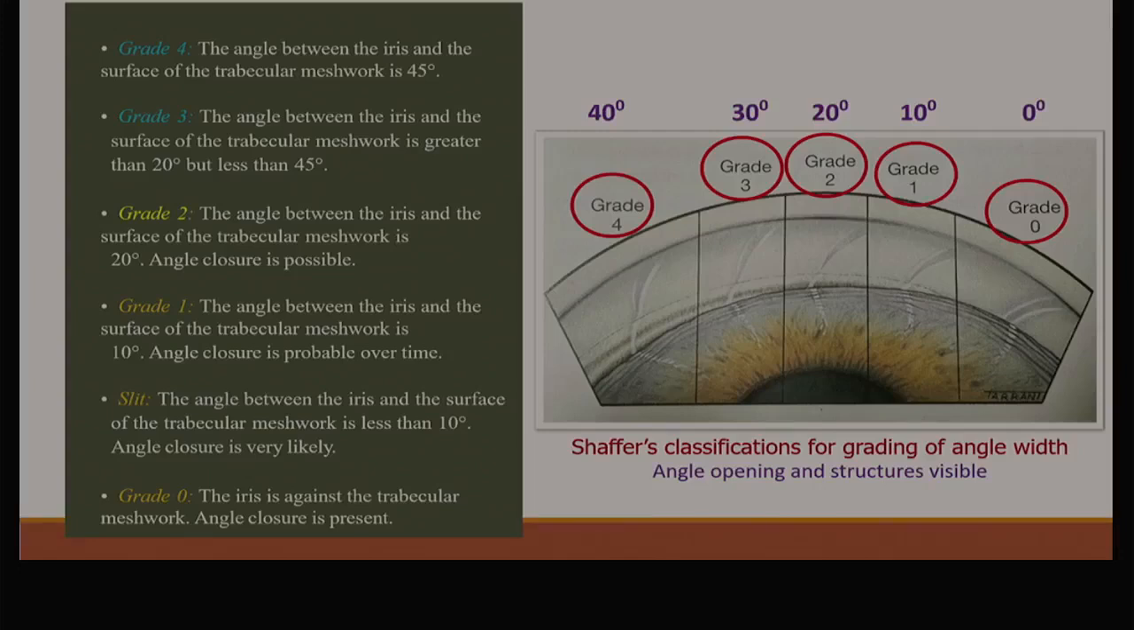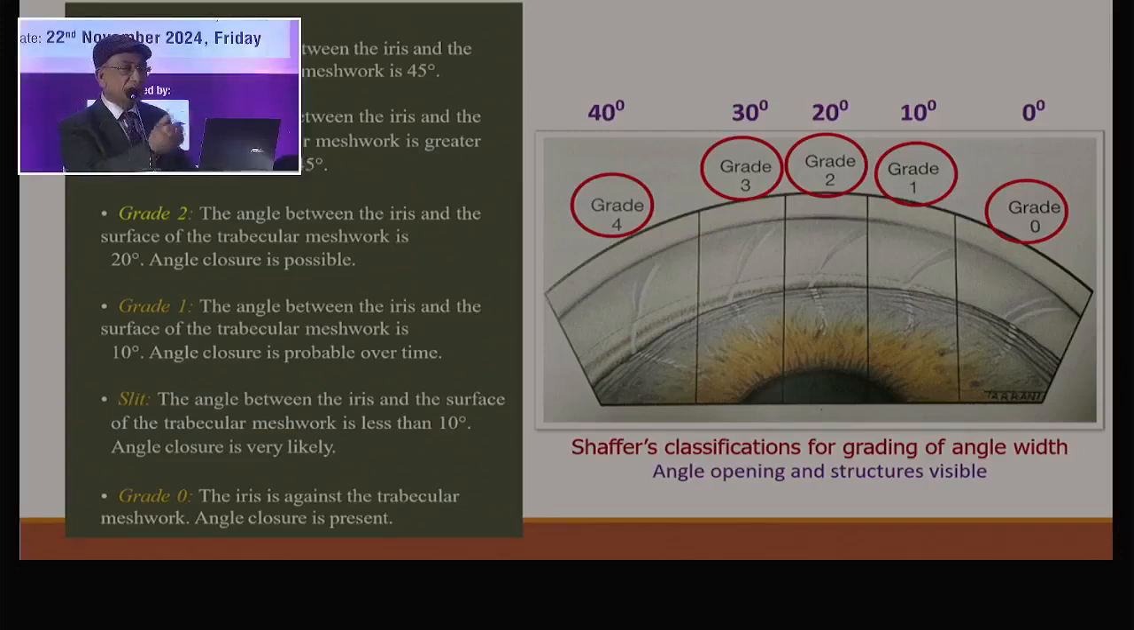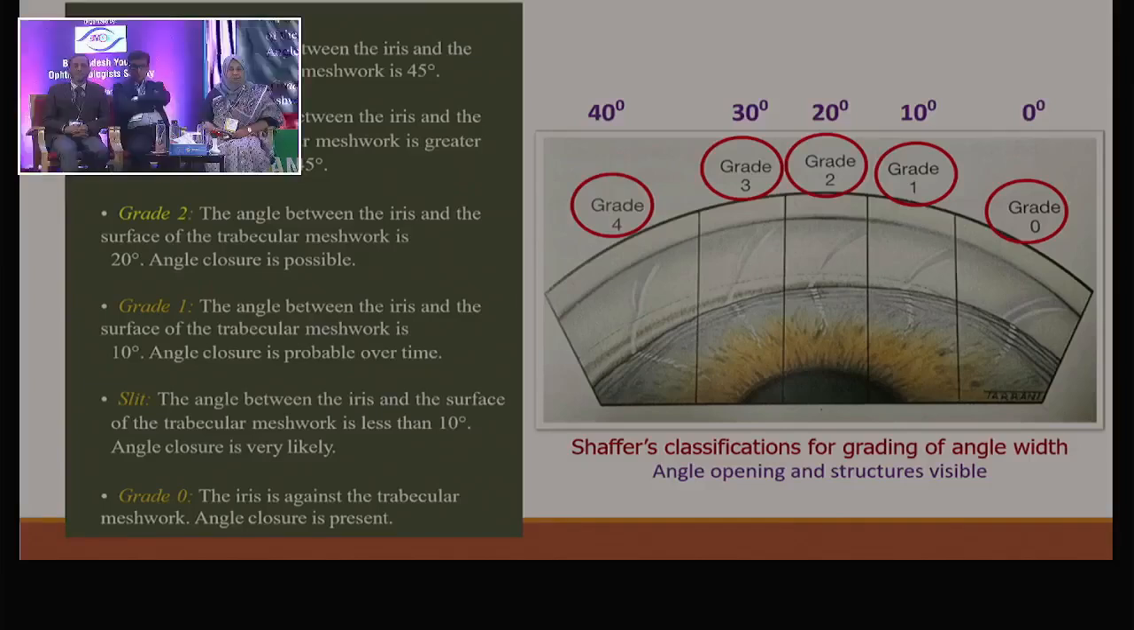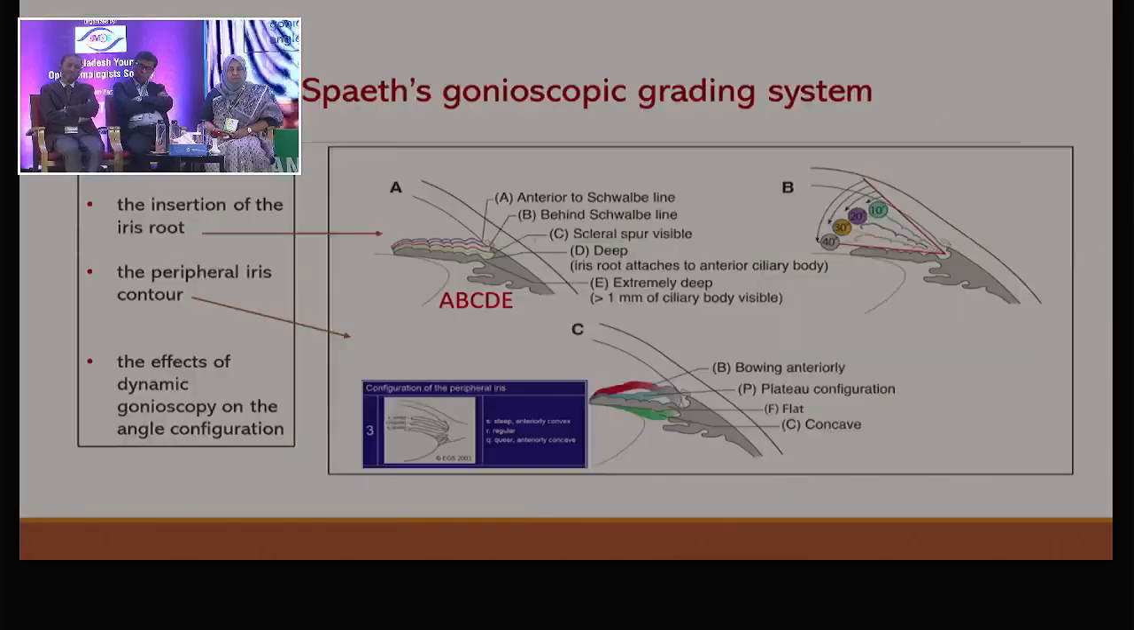If you can see the anterior 3 structures, grade 3, 30 degrees. If you can see anterior 2 structures, that is Schwalbe's line and ATM, it is grade 2, 20 degrees. If you see only Schwalbe's line, grade 1, 10 degrees. If you cannot see any structure, grade 0, 0 degrees. So this is a very simple way to memorize the grading of the angle.